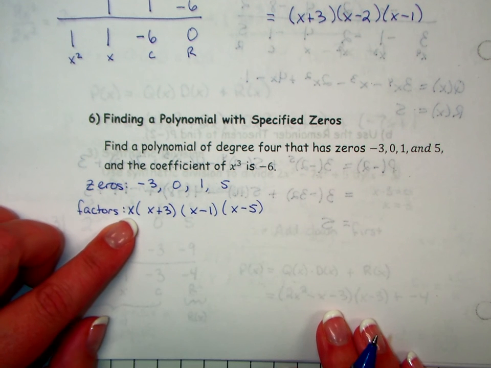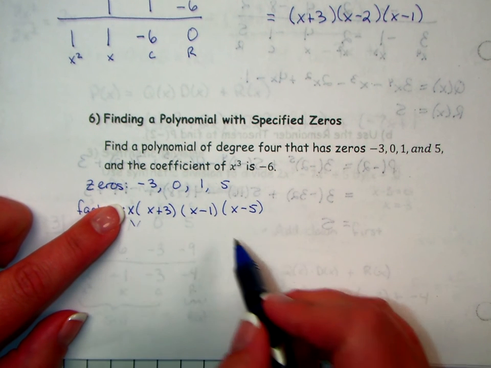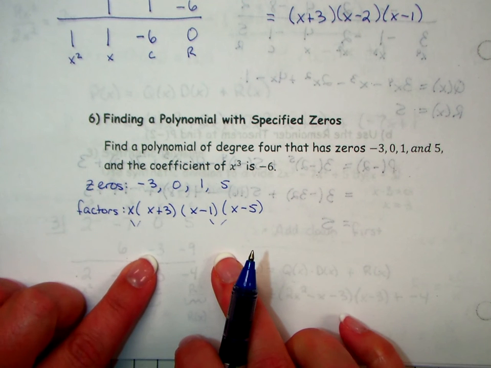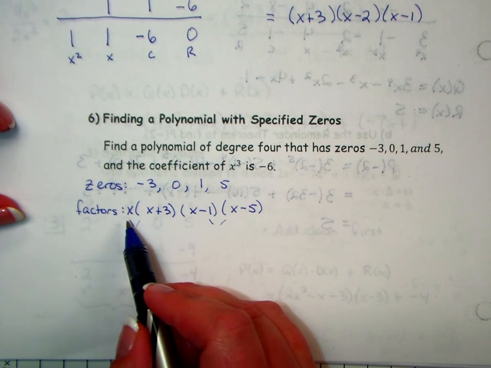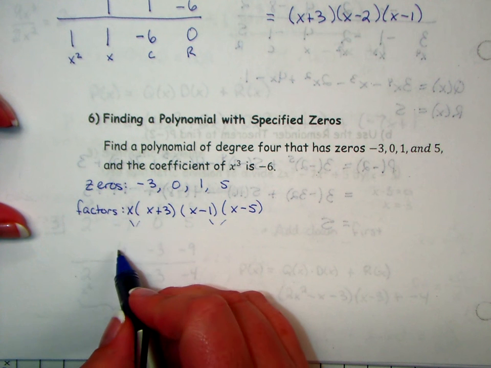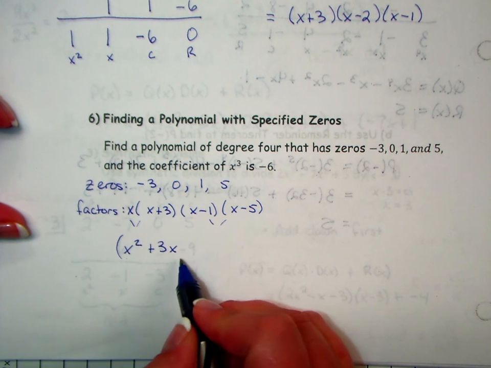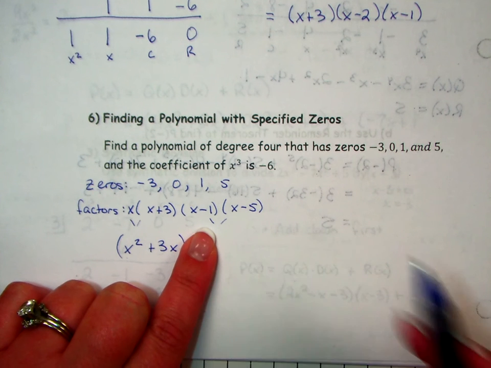So now what we're going to do with our factors is multiply them together, right? Two at a time. I'm going to multiply these two together, and I'm going to multiply these two together. When I get the results, I'm going to multiply the answers together. So if I multiply x times x plus 3, I'm going to get x squared plus 3x. Go ahead and put parentheses around that. Now I want to multiply x minus 1 times x minus 5.